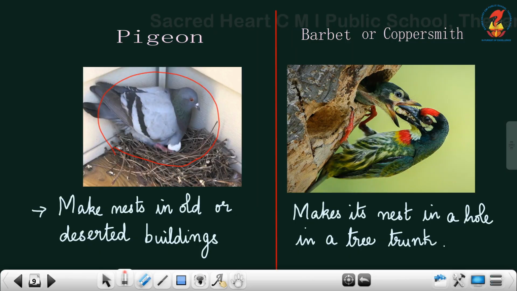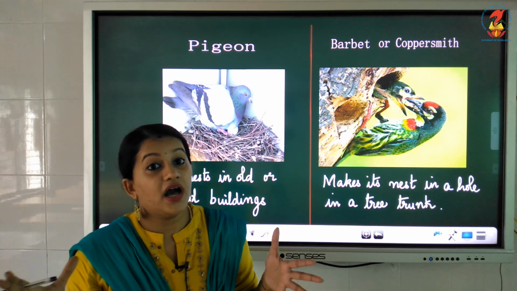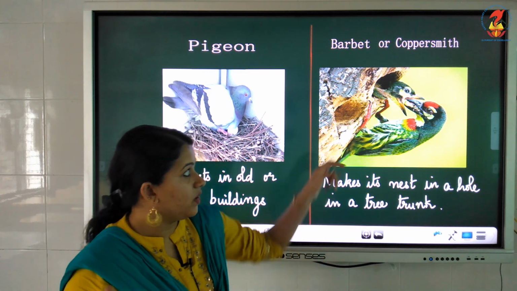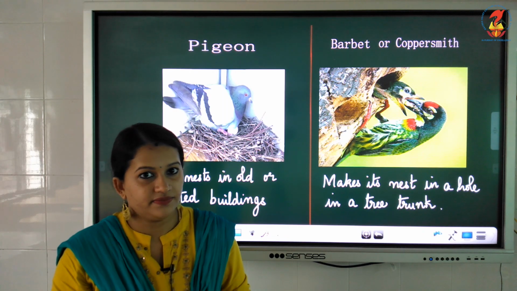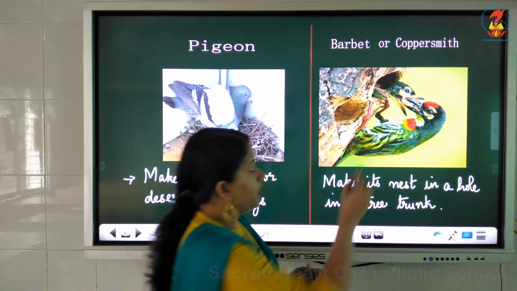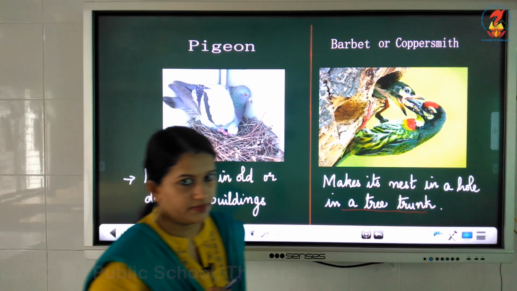Then a barbet or coppersmith bird. This is the picture of a barbet. If you look at the picture, you can see it has made the nest in the hole of a tree trunk. That means on the tree's large stem, the stem of the tree, we call it the trunk, isn't it? It's wood and thick. On that it will be building its nest. See, it has made holes, and inside the hole of the tree trunk it will lay the eggs. So a barbet is also known as coppersmith bird. So it makes the nest in a hole in a tree trunk.